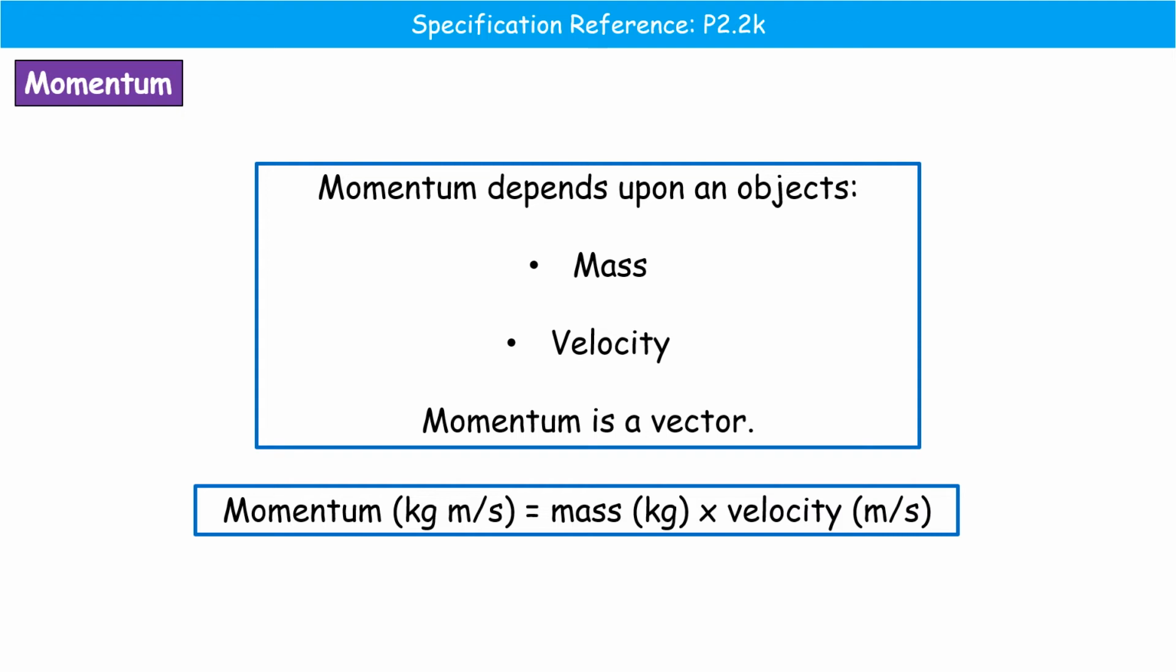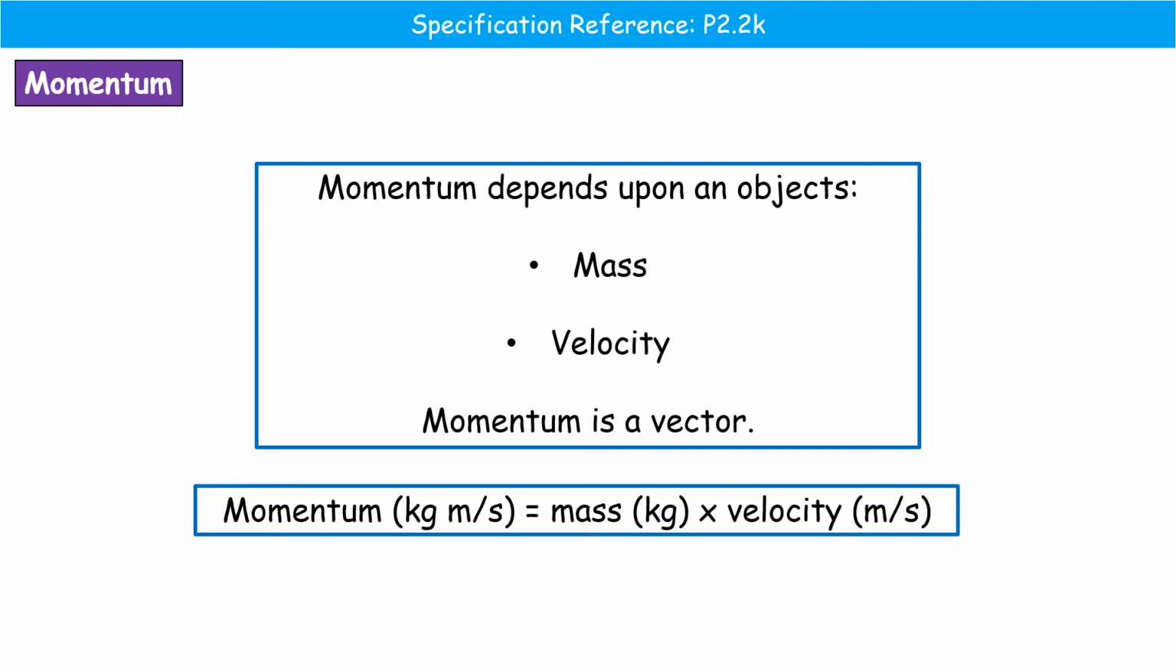We do have a calculation here as well, momentum. Remember, formulas are all given to you on the formula sheet, so you don't have to remember them, you just need to know how to use them. Now, there are two things that momentum depends upon as far as objects are concerned. The first is their mass, the second is their velocity. Because we've got velocity, that means momentum is a vector, so it has a direction as well.